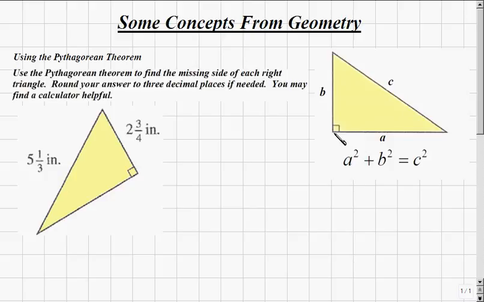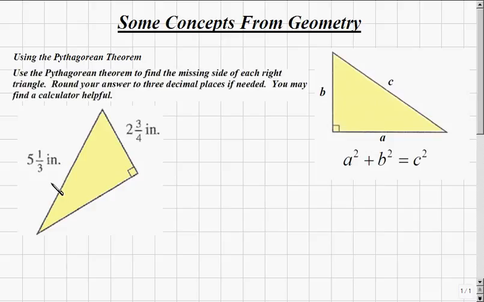sides or 3 sides, one side squared, a squared, plus another side squared, b squared, would be the hypotenuse side, c squared. In other words, a squared plus b squared equals c squared, where c is the hypotenuse, which is the side across from the right angle.